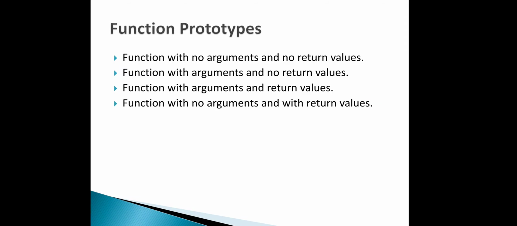Next is function prototypes. Functions are mainly categorized into 4 ways. The first way is function with no arguments and no return values, then function with arguments and no return values, and function with arguments and return values. The last category is function with no arguments and with return values.